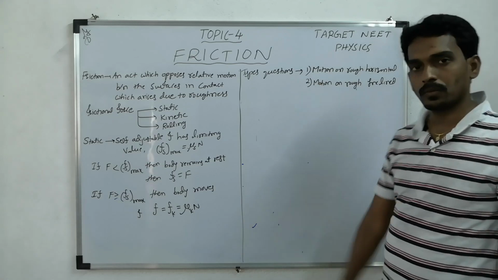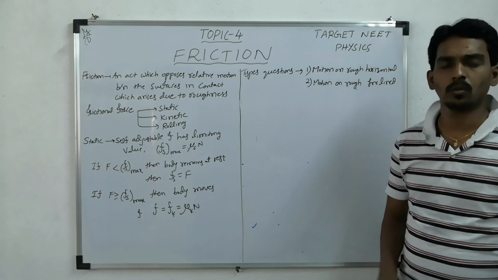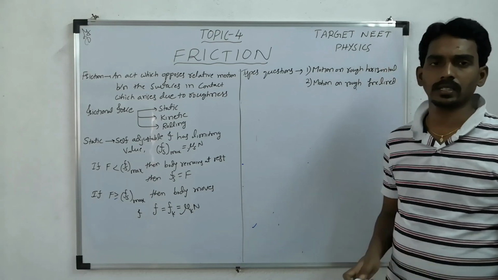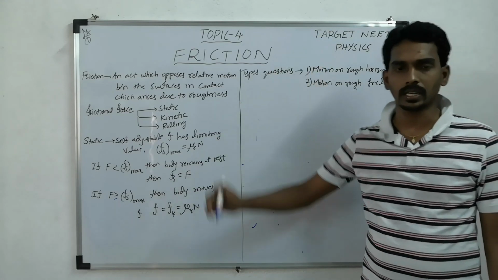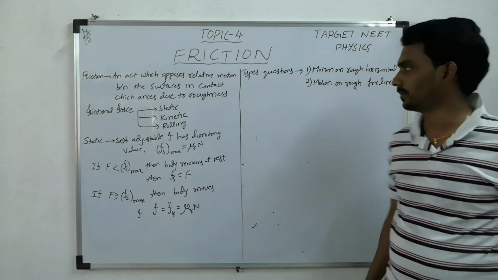What is the second type of question? Motion on a rough inclined surface. What is motion on a rough inclined surface? It is when the body is moving along an inclined surface which is inclined to the horizontal at some angle.